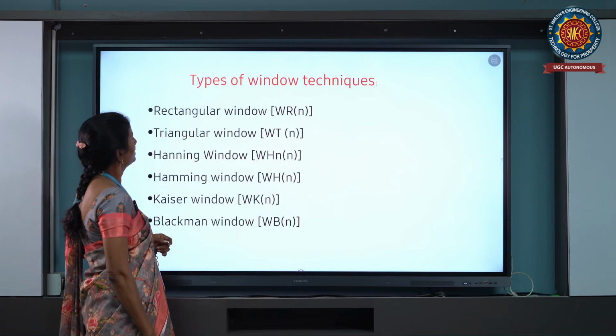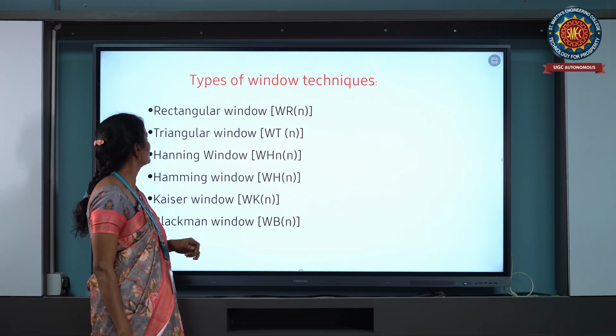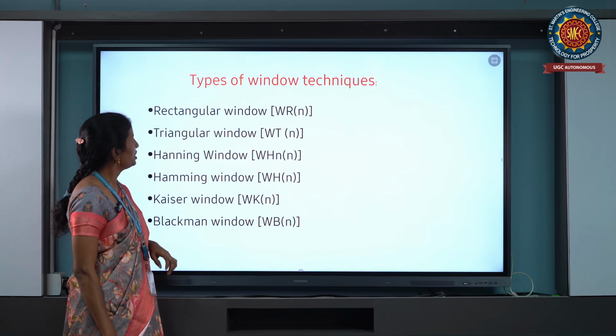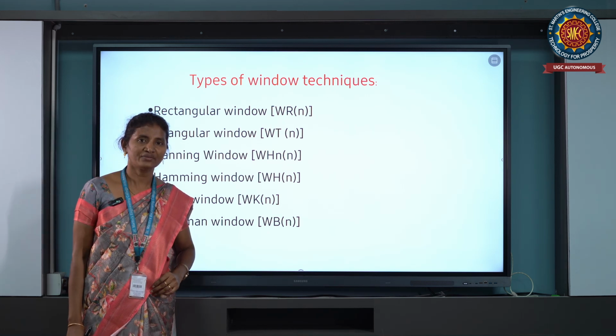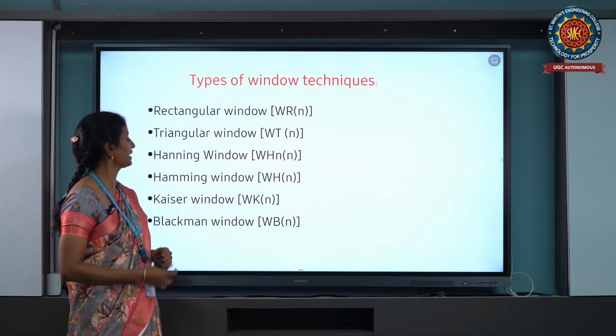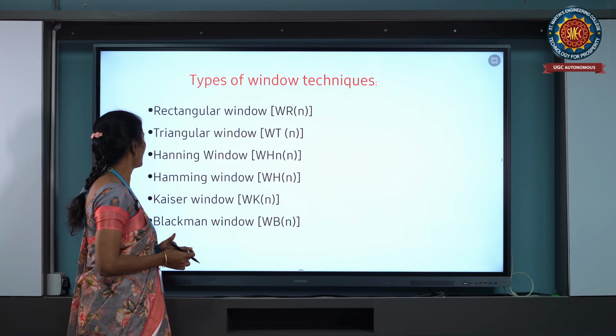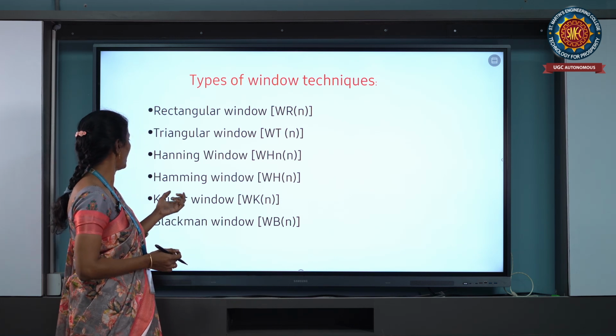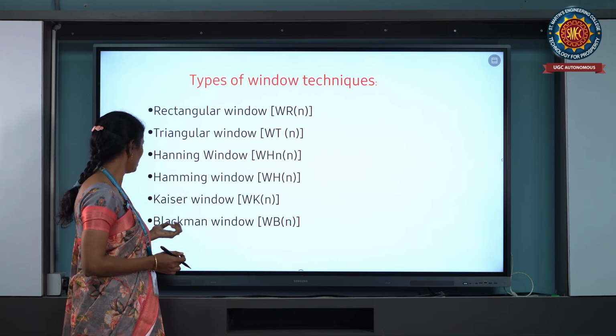Next topic, types of window techniques. The window techniques are classified into six types. First one is the rectangular window. Second is the triangular window, Hamming window, Hanning window, Kaiser window, and Blackman window.